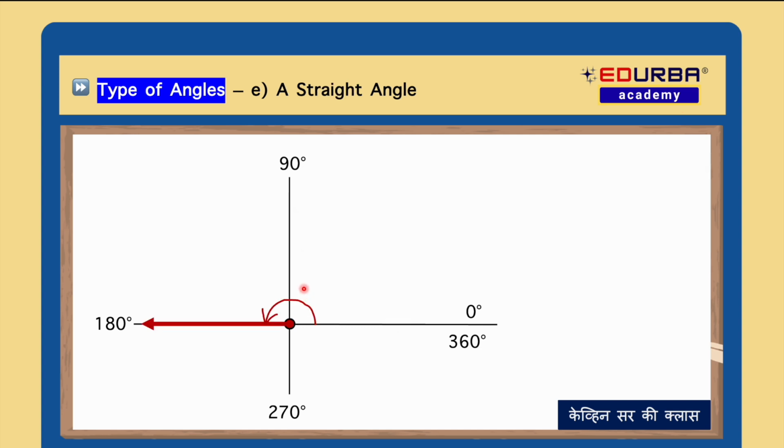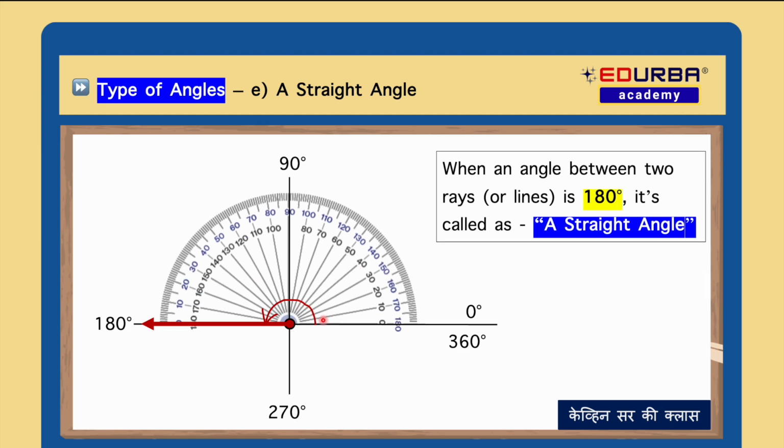The fifth type is a straight angle. This is a perfect 180-degree angle. This also means that the arm has completed half of the rotation. It started from the right side and it has completed the half rotation to the left side. Now, if you measure that on the protractor, we start measuring from the right side and then we reach 180 degrees, and that's why it is a straight angle.